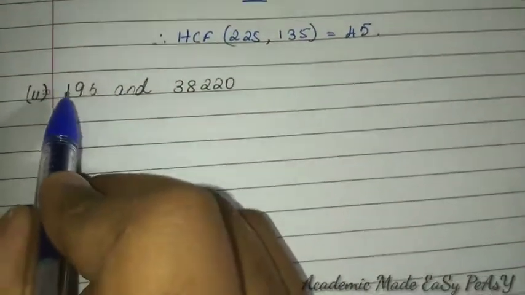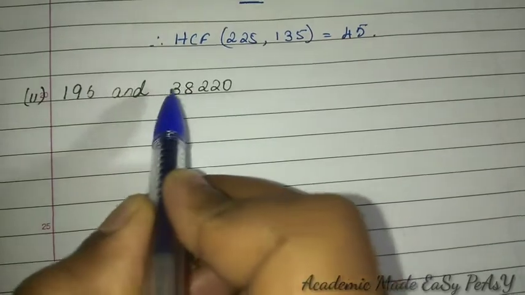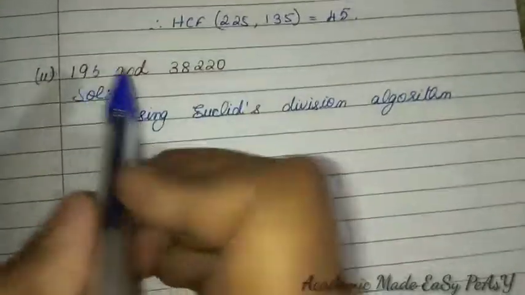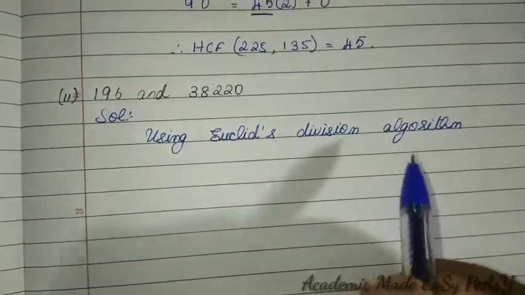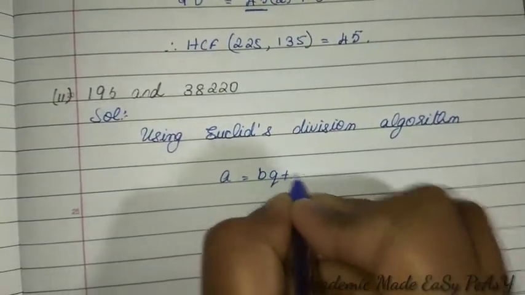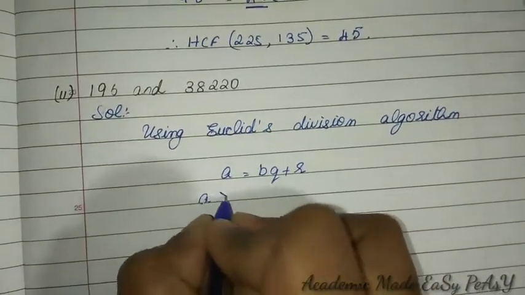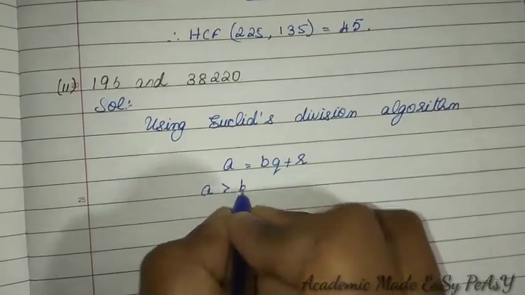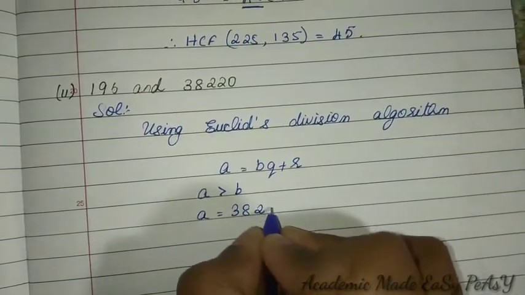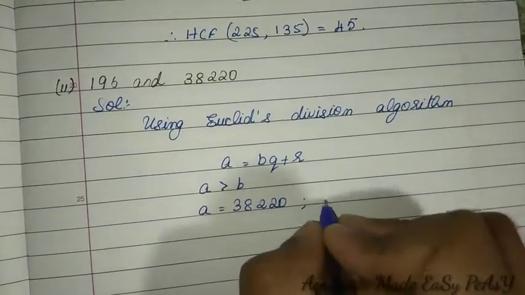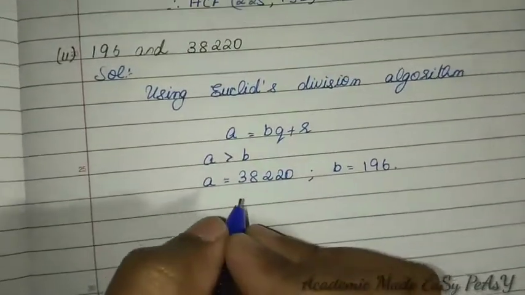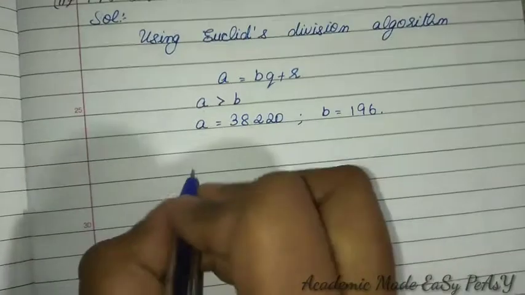Subdivision 2, 196 and 38,220. Using Euclid's division algorithm, I will have A is equal to BQ plus R. So my value of A will be greater than B. So A is equal to 38,220 and the value of B will be 196. Okay, so I'm going to substitute in the equation.